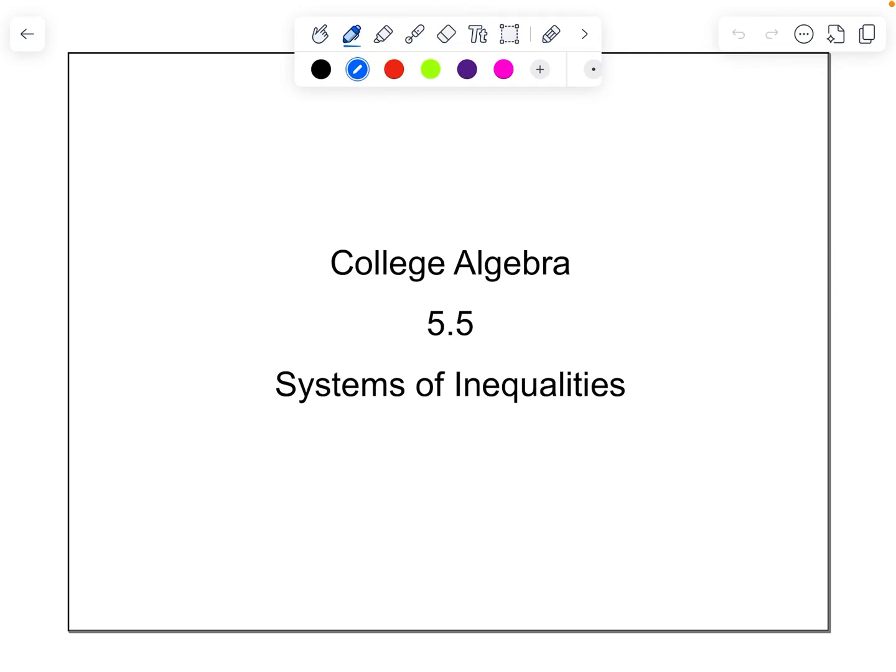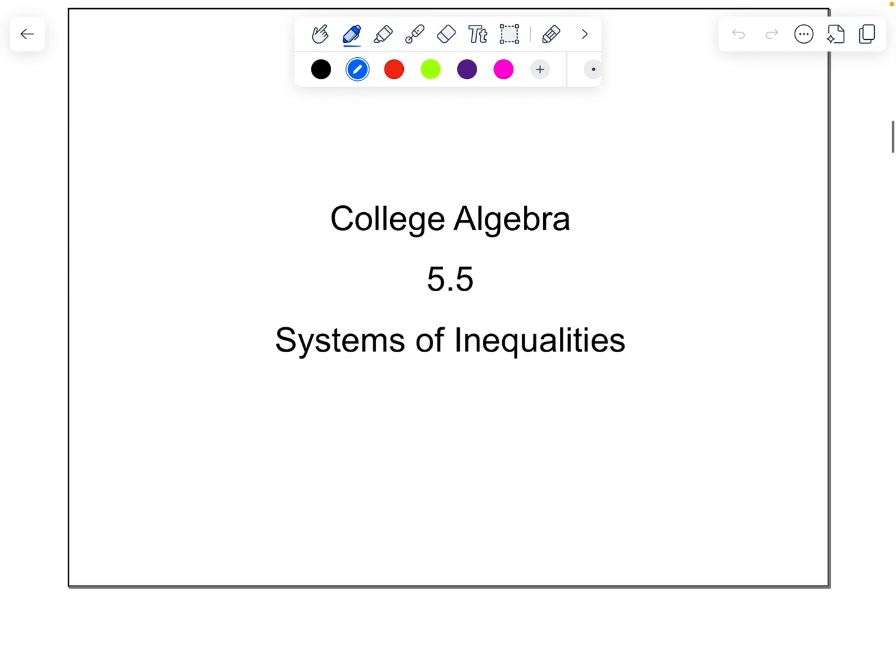Congratulations! If you made it this far, you've made it to the end of college algebra. For this lesson, we're talking about systems of inequalities. Last lesson, we talked about systems of equations and how to solve those by substitution, elimination, graphing. Today, we're talking about systems of inequalities and how to solve those specifically by graphing.